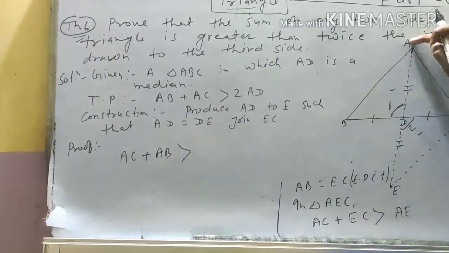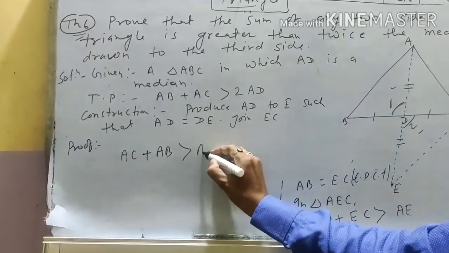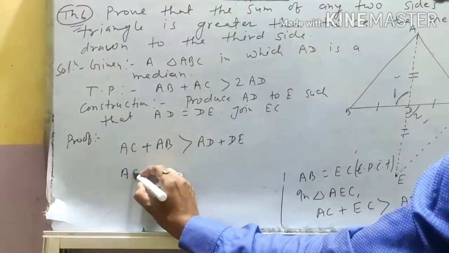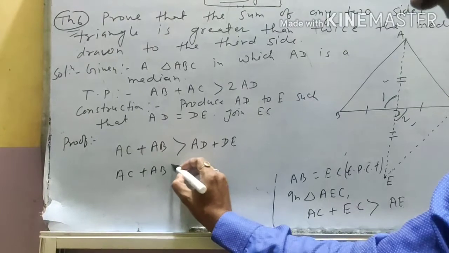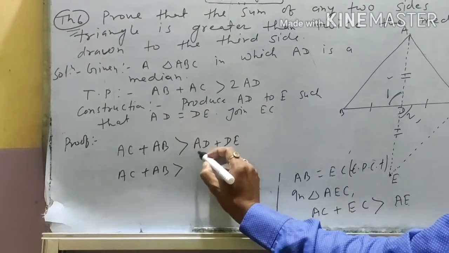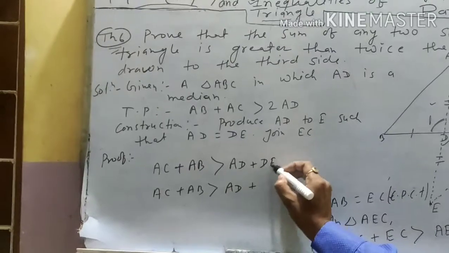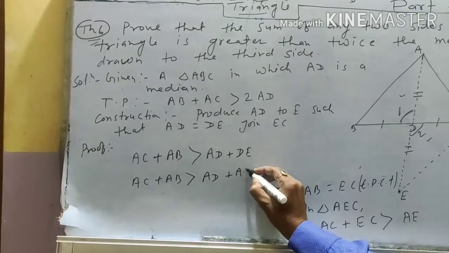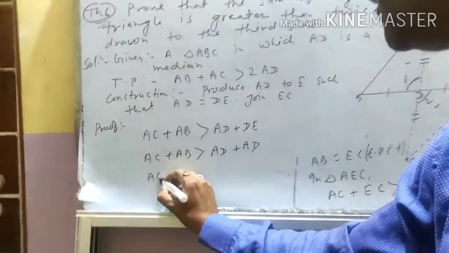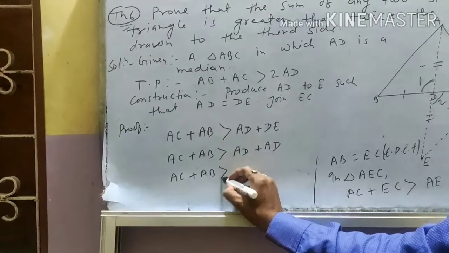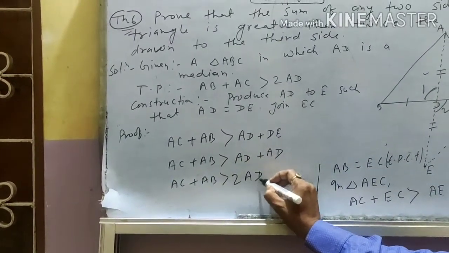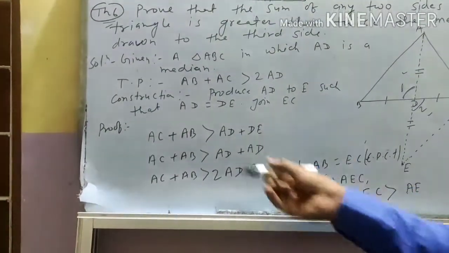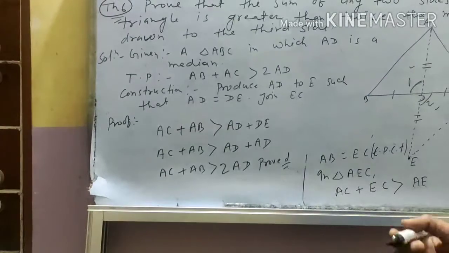AE can be written as AD plus DE. So AC plus AB is greater than AD plus ED. We know that DE is equal to AD by construction, so AD plus ED is equal to 2 times AD. So AC plus AB is greater than 2 times AD. This is your proof. Okay student, I hope you will understand theorem number 6.